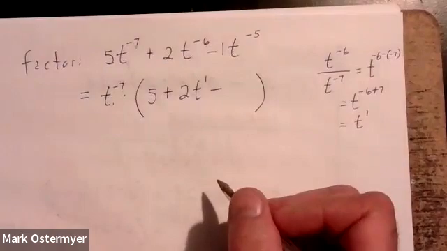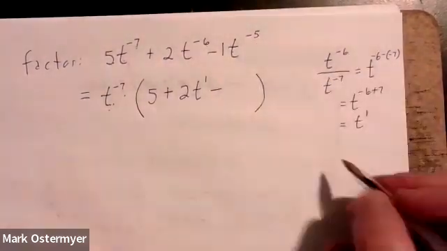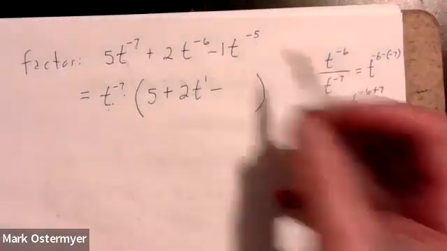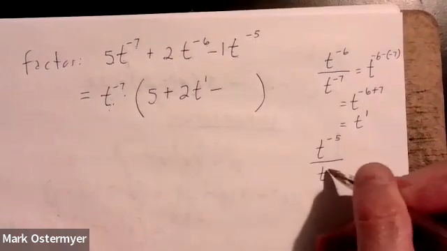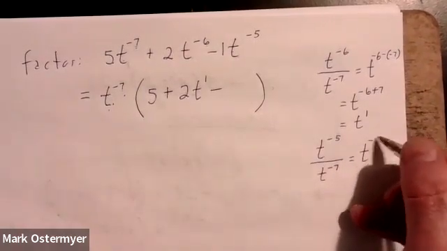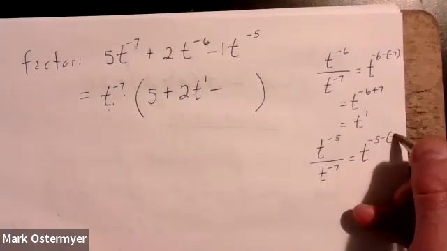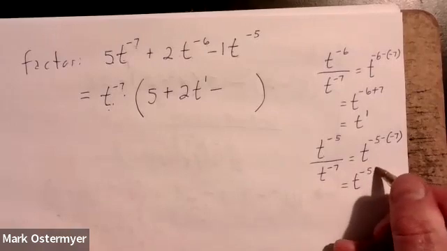Minus, what do I leave behind when I factor t to the negative 7 out of t to the negative 5 power? Well, again, feel free to take the t to the negative 5 power off the side of your paper, place it over t to the negative 7, and now reduce. This reduces down to t to the negative 5, subtract negative 7. And hence we're left with t to the negative 5 plus 7.